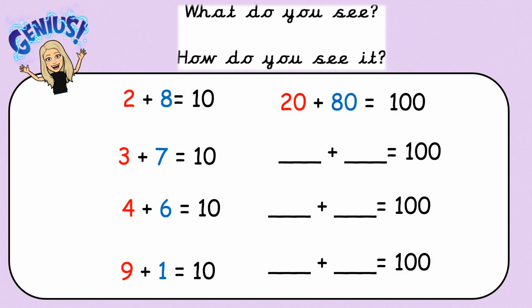So, if you know that 2 plus 8 is equal to 10, 20 plus 80 is equal to 100. Well done. See if you can solve these 3 on your own. And once you're ready, press play and we'll go through it together.